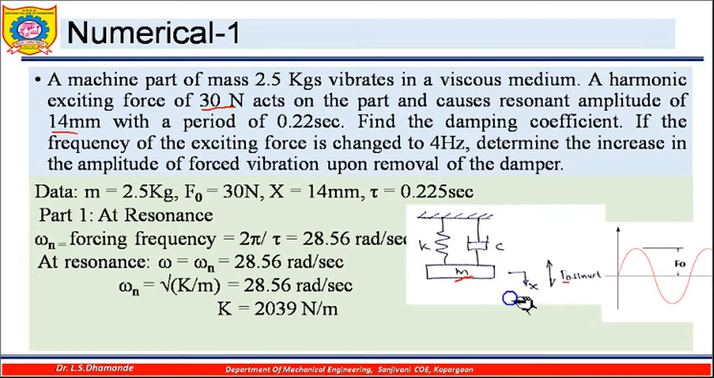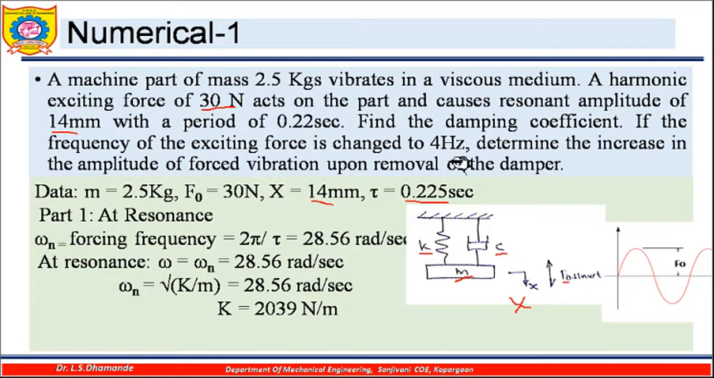So it is causing resonance amplitude. Means we can say XR, the resonance maximum amplitude, is specified here as 14 mm with a period of 0.225 seconds. Now find the damping coefficient. So you are asked to find out the damping coefficient. C is not specified, also K is not specified. Mass is given, displacement at the resonance is specified and the time period is specified.